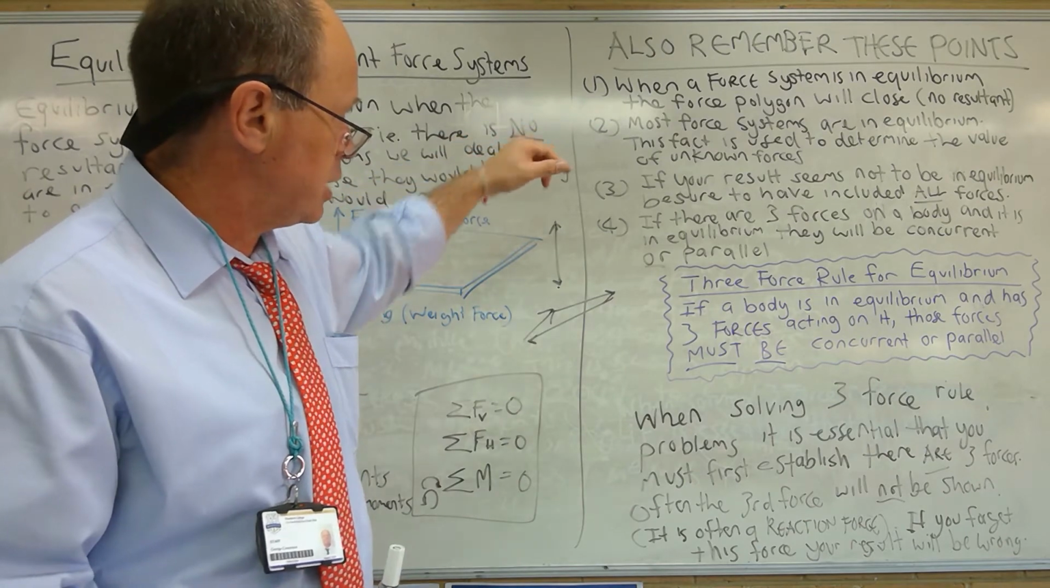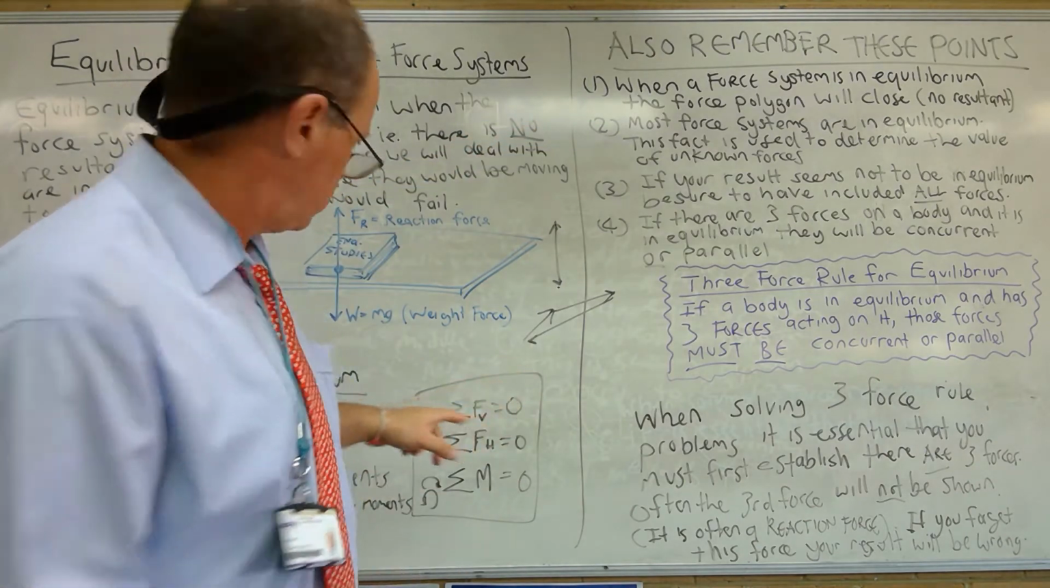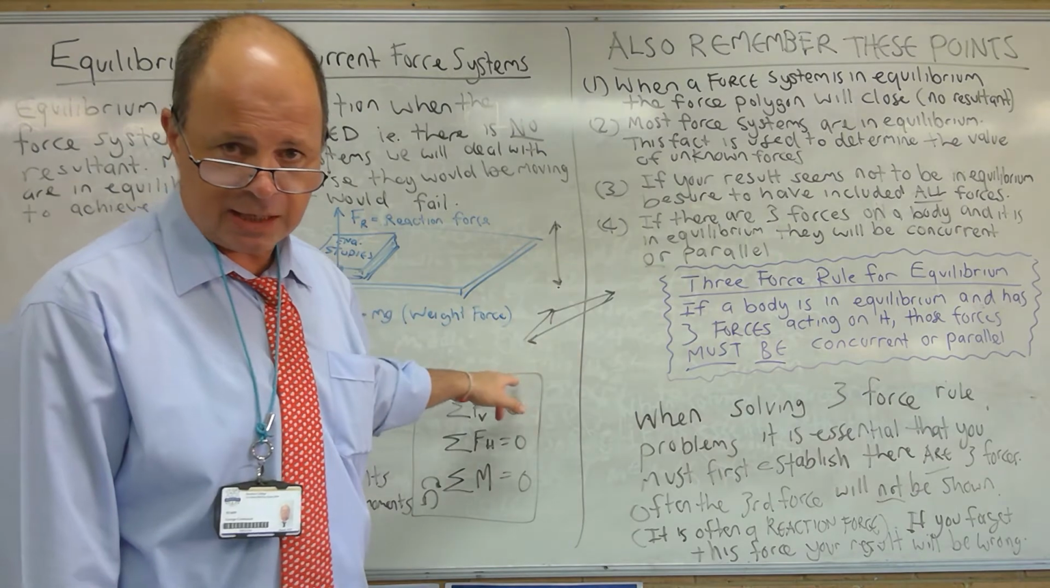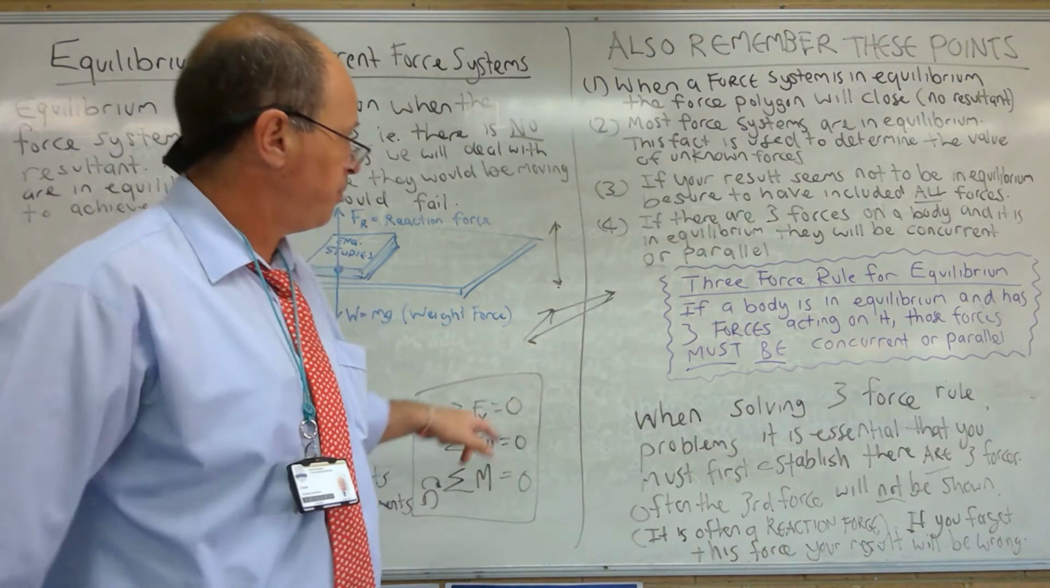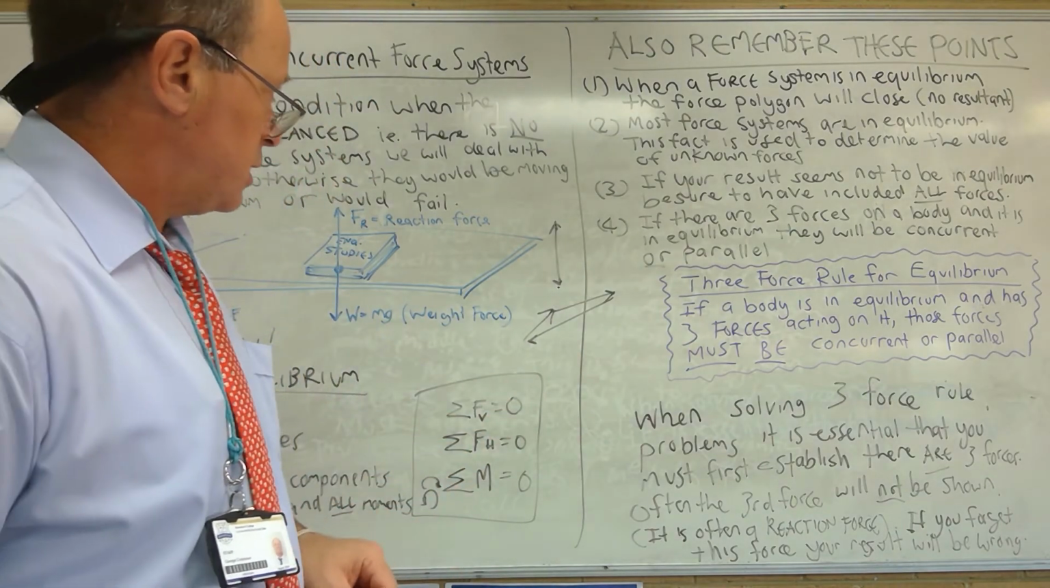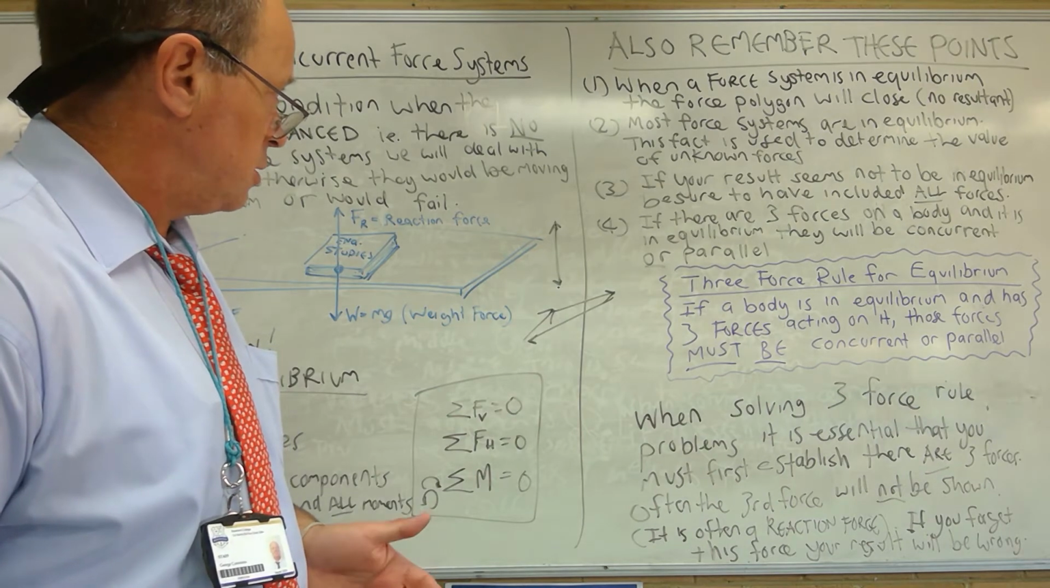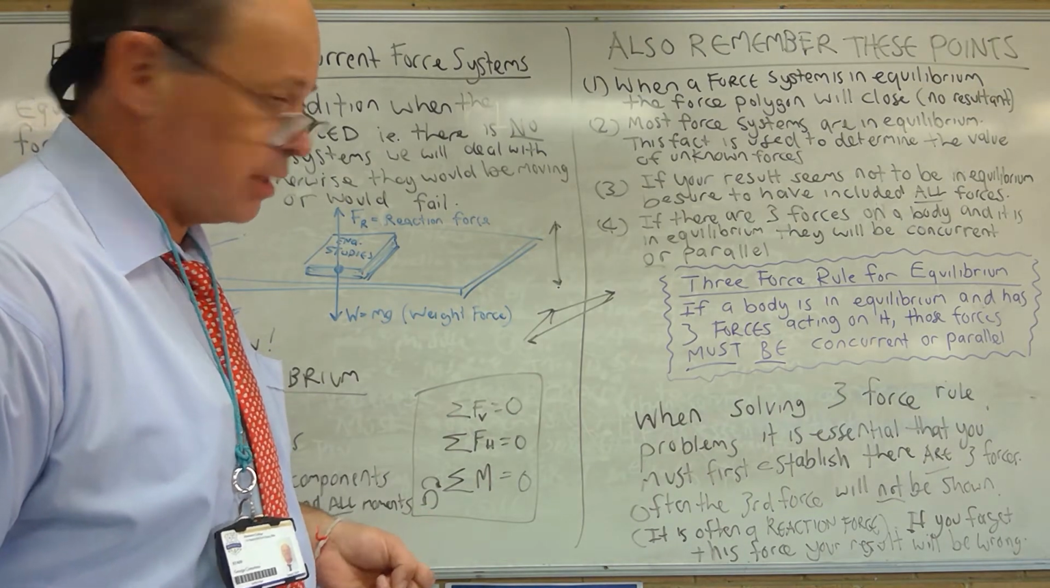When a force system is in equilibrium, the force polygon will close. We already talked about that when you're adding tip to tail. We come back to the starting point. Most force systems are in equilibrium. This fact is used to determine the value of unknown forces.